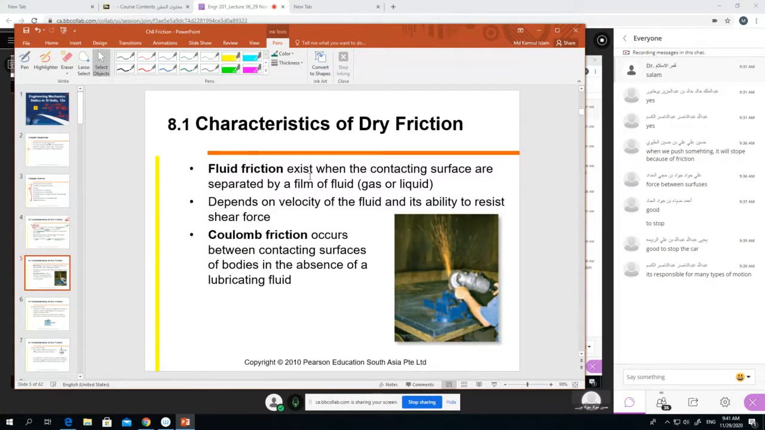Now, what is fluid friction? Fluid friction exists when the contacting surfaces are separated by a film of fluid, and it depends on the velocity of the fluid and its ability to resist the force. Coulomb friction occurs between the contacting surfaces of bodies in the absence of a lubricating fluid. Here we are not doing fluid friction. If there is a surface with a fluid on it and another body, so that there is some fluid in between, it is called fluid friction.